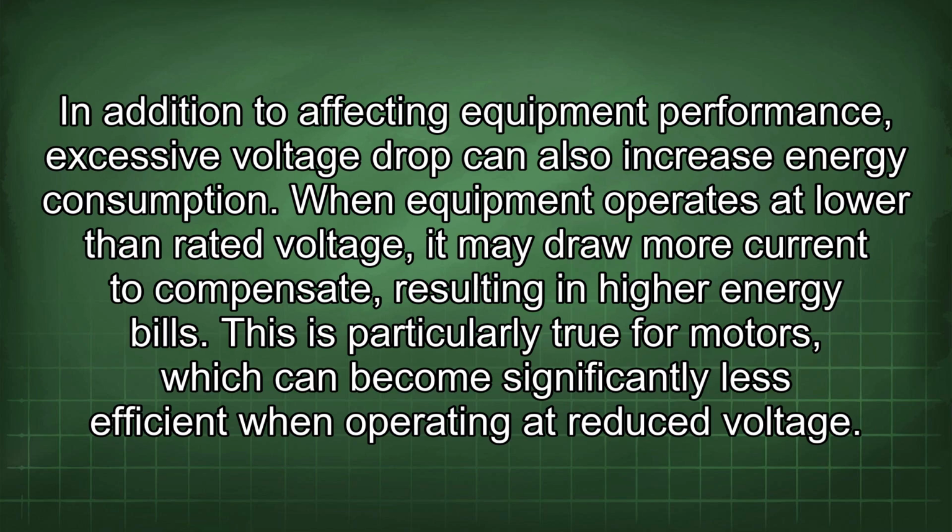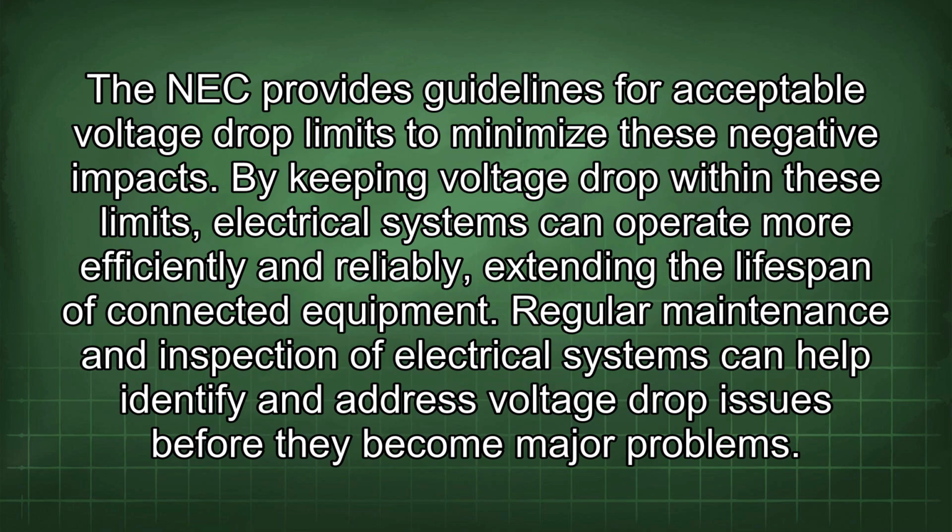In addition to affecting equipment performance, excessive voltage drop can also increase energy consumption. When equipment operates at lower than rated voltage, it may draw more current to compensate, resulting in higher energy bills. This is particularly true for motors, which can become significantly less efficient when operating at reduced voltage. The NEC provides guidelines for acceptable voltage drop limits to minimize these negative impacts. By keeping voltage drop within these limits, electrical systems can operate more efficiently and reliably, extending the lifespan of connected equipment.